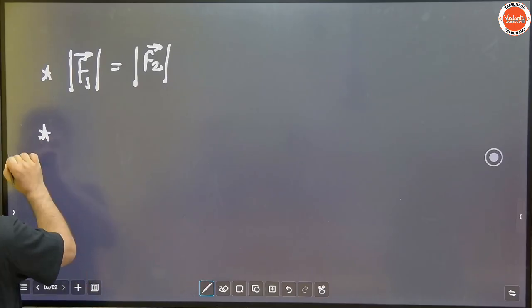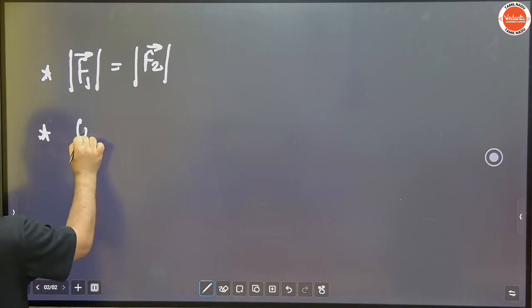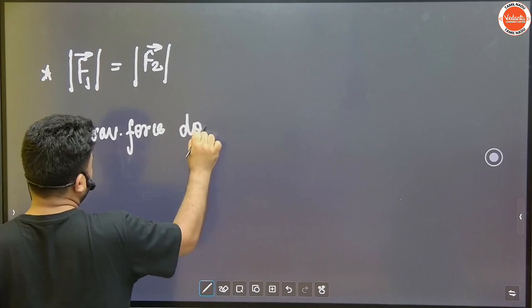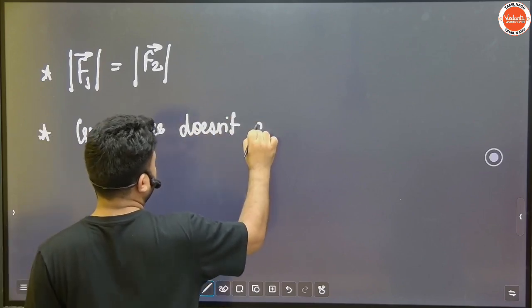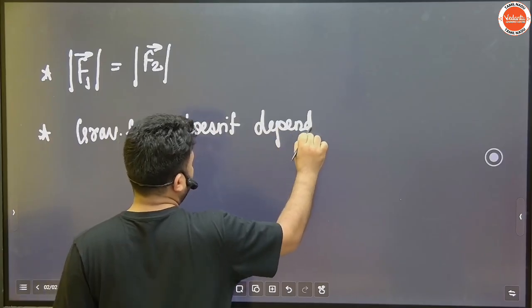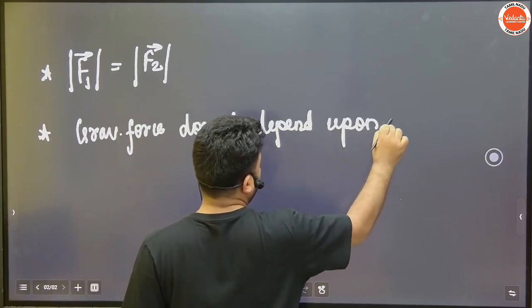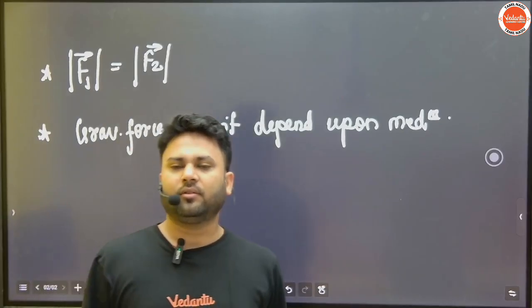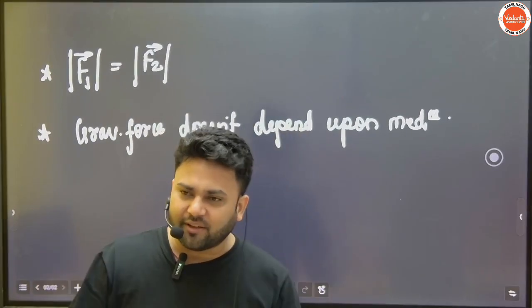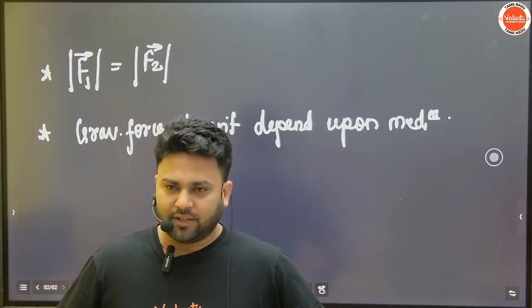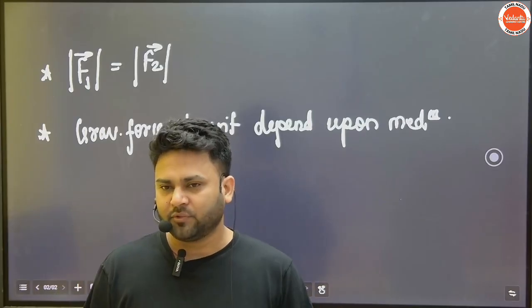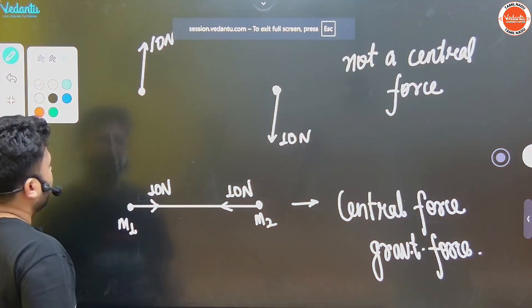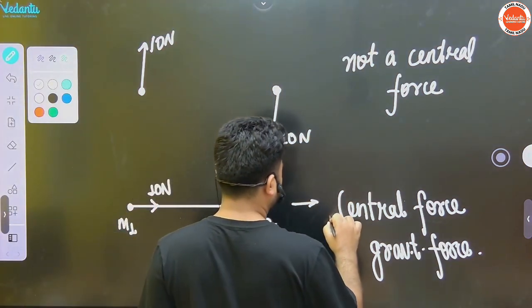Second, this gravitational force does not depend upon the medium. Means whether the two objects are in the air or in the water, their force of attraction will be the same. So it does not depend upon the medium. Suppose two balls are there, and we change from air to water, the force stays the same. Always remember this gravitational force is a central force.